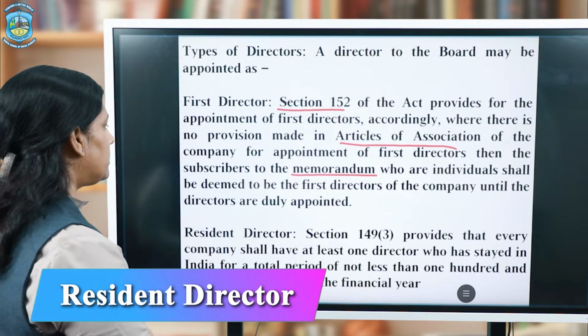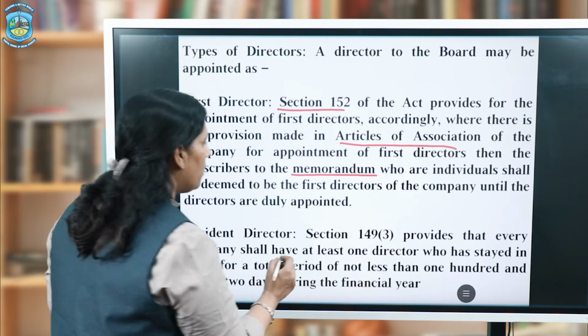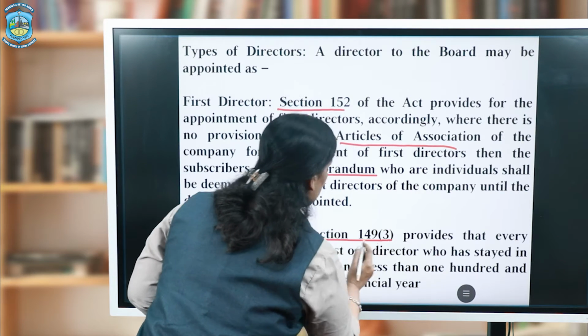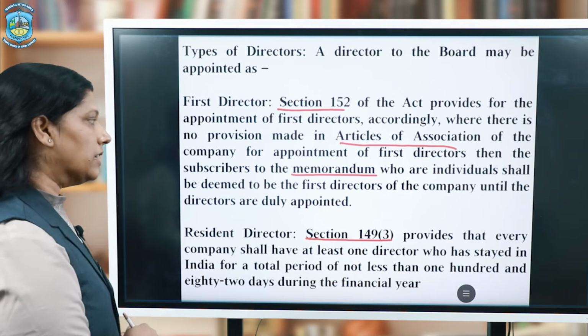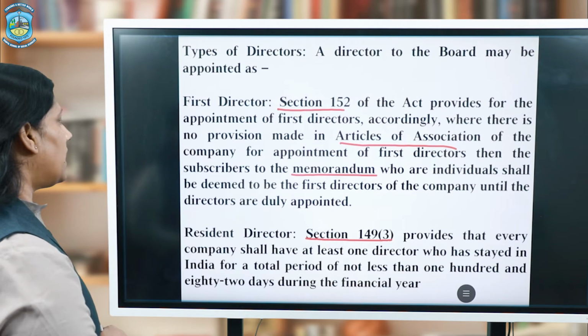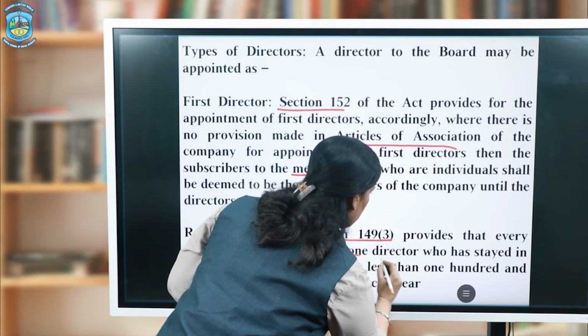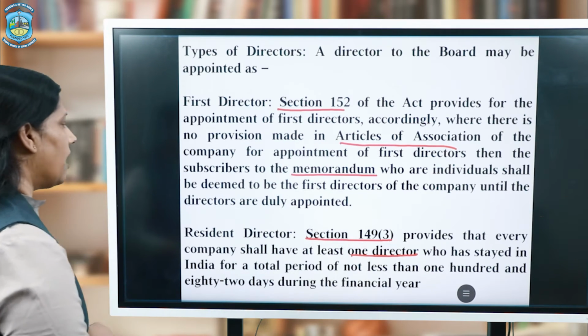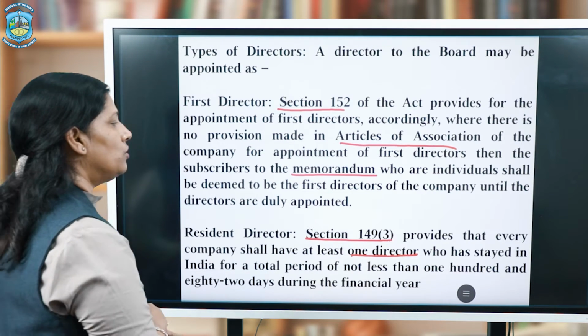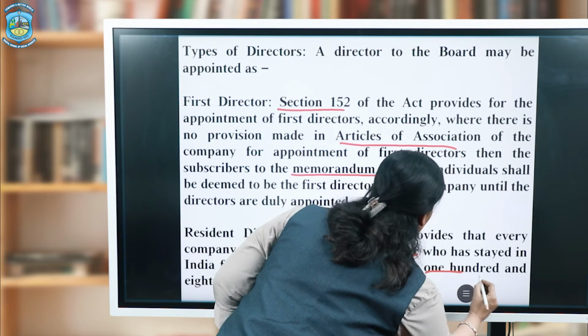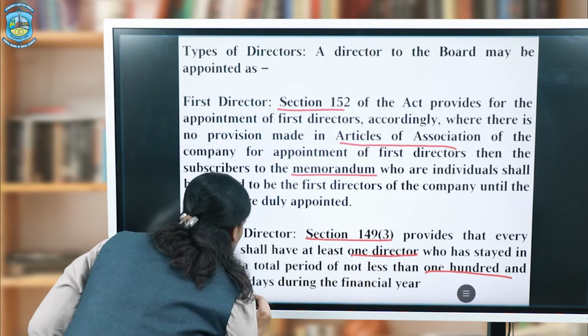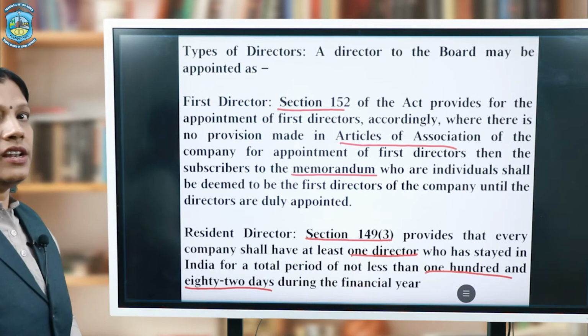The second type is known as resident director. The detail of resident director is given under section 149 subsection 3 of the Companies Act 2013, and it provides that every company shall have at least one director who has stayed in India for a total period of not less than 182 days during the financial year.